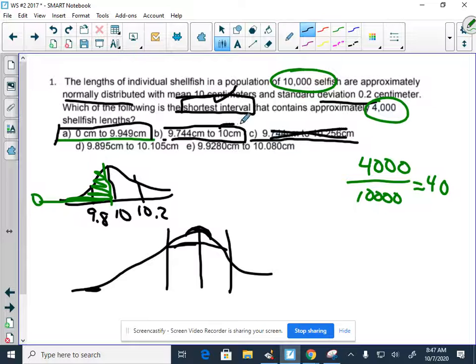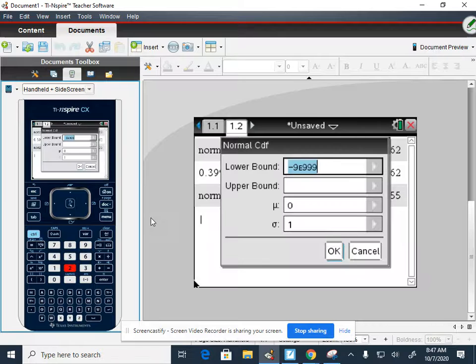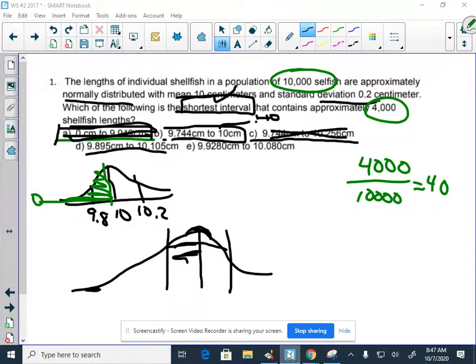Now, if you check this one, it does have 40%, actually. It would be half of this one, if that makes sense. It would be from here to here. And B is going to be a better answer than A because it is shorter. Okay, but let's look at answer D, 9.895 to 10.105.